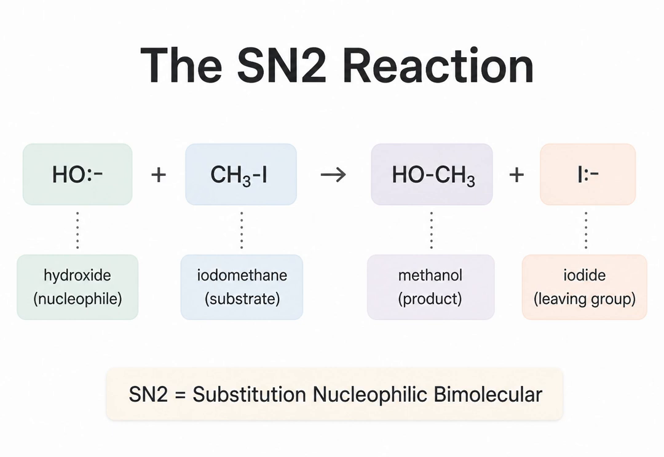The hydroxide ion is an excellent nucleophile because its oxygen atom carries a full negative charge and unshared electron pairs. The carbon atom in methyl iodide is electrophilic. Why? Because it is bonded to a more electronegative halogen, iodine, which pulls electron density away, leaving the carbon with a partial positive charge. Electrostatic attraction draws the nucleophile to this electrophilic carbon.